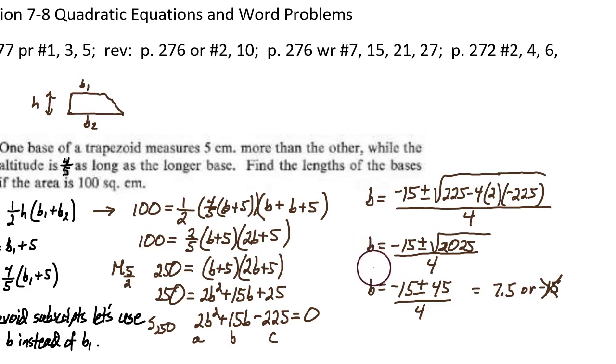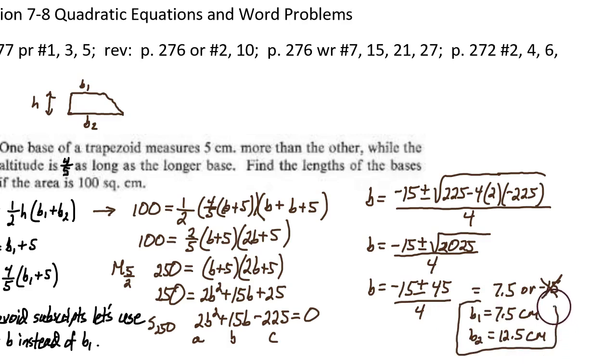Now how long was the other base? If base number 1 is 7.5 centimeters, then base number 2 is 7.5 plus 5, which is 12.5 centimeters. Here are the lengths of the two bases of our trapezoid.